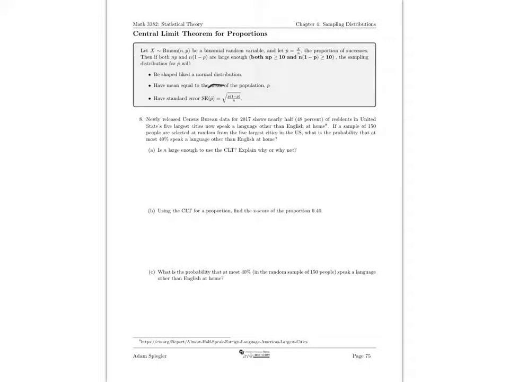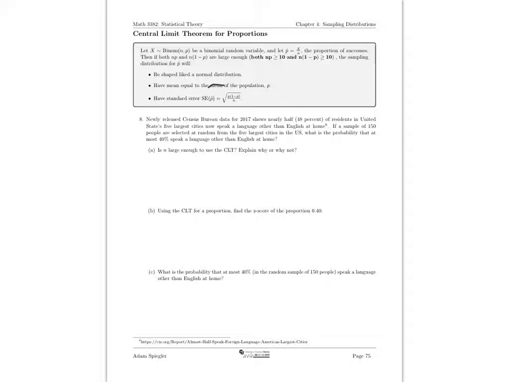And so if we know, for example, that we've got a population which is all of the US residents in the 5 largest cities, and we know that out of those people, 48% based on census data speak a language other than English at home. If we were to pick a random sample of 150 people from these 5 largest cities in the US, what's the probability that at most 40% of them speak a language other than English at home?